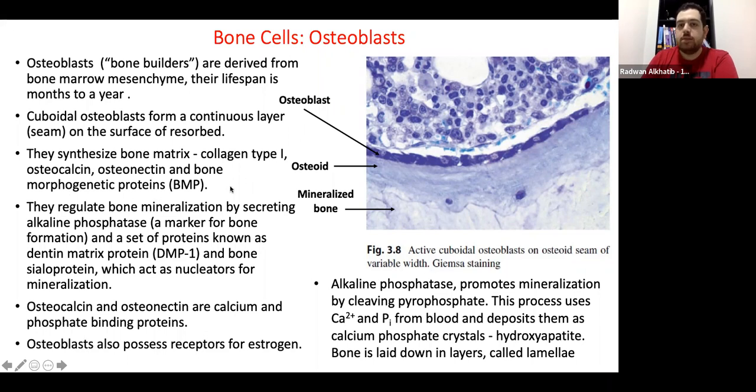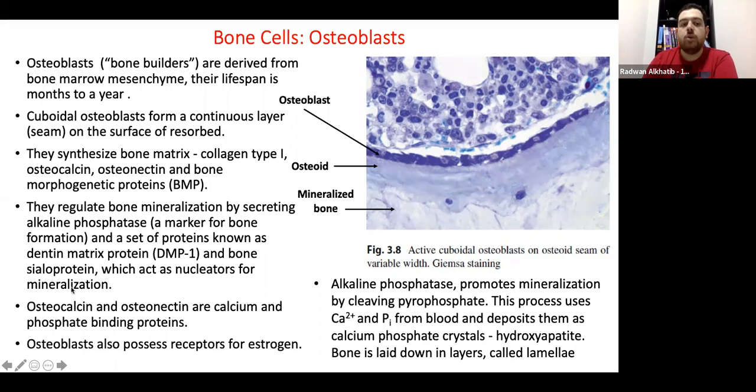After we deposit this jelly material, now we need to make it harder. We need to make it like a rock, like a bone. So we need to mineralize it with calcium and phosphate. Fortunately, we have enzymes that will help us do this process. They recruit the calcium and the phosphate from the blood, bring them to the bone, and attach them to the new osteoid. These enzymes are mainly alkaline phosphatase, which is the major one that you probably need to know, as well as some smaller ones like the dentin matrix proteins and the sialoproteins.